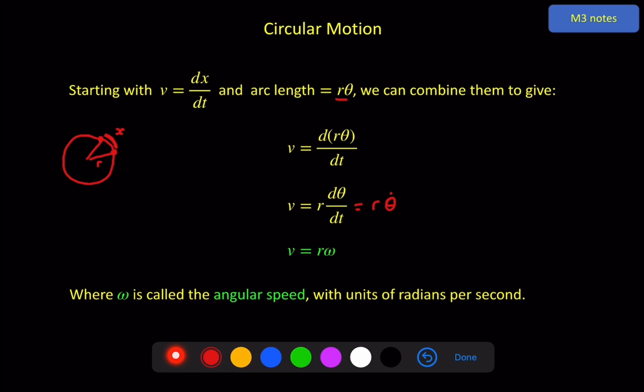There are two key formulas to remember in this video. This is the first one here, and you need to be able to change between v and omega. Now when you see the word speed in a question, it means v. If it means angular speed, it will say angular speed.